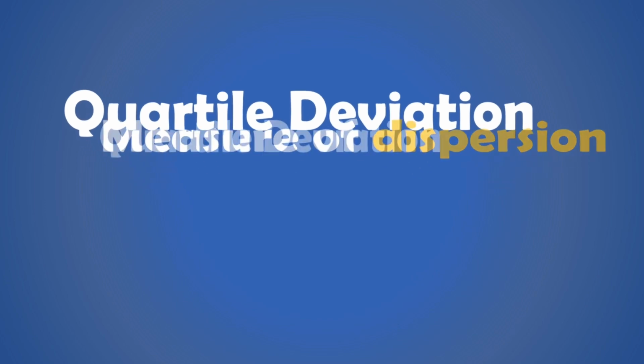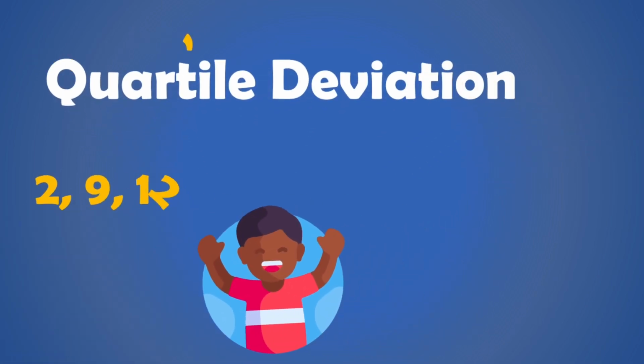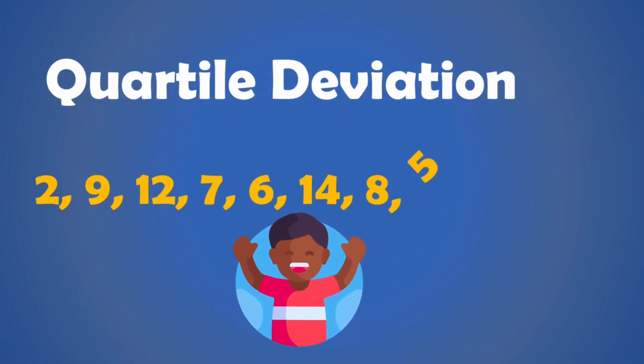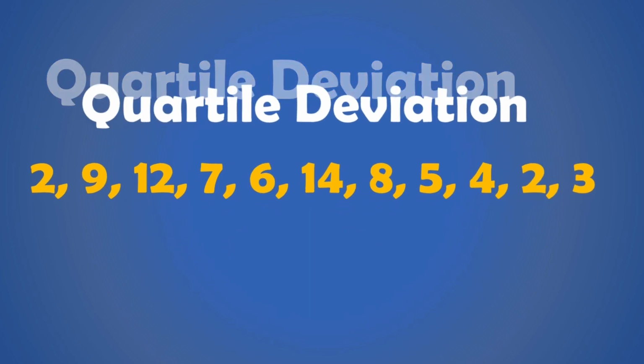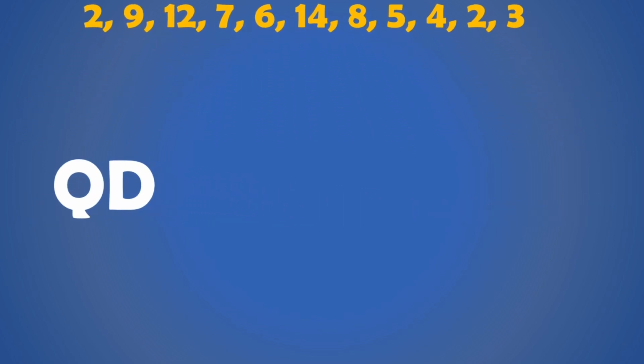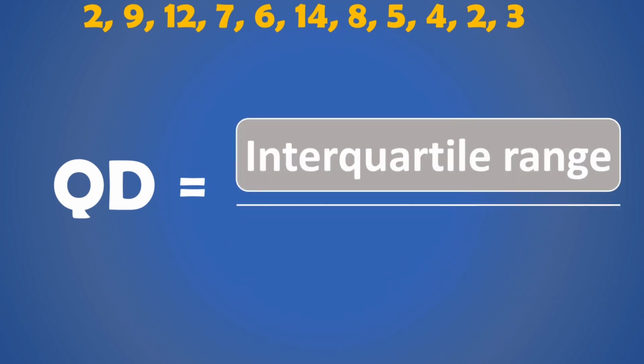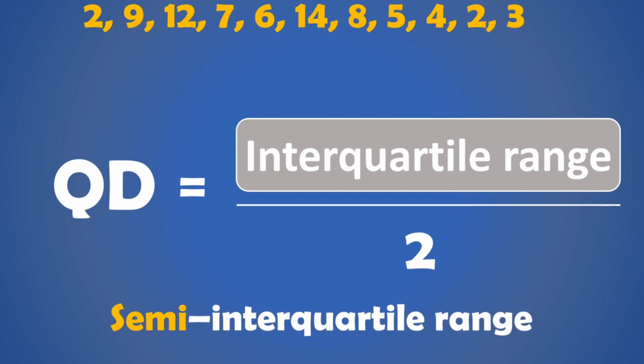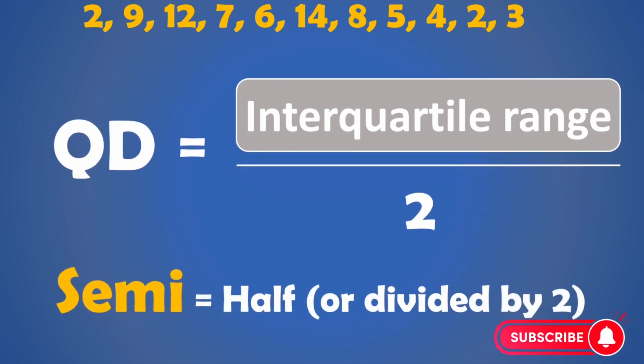So let's consider this data set representing the ages of pediatric patients on admission in a secondary healthcare center in Zaria. Let's calculate the quartile deviation to explain the dispersion or spread of the ages of these patients. The quartile deviation is obtained from the interquartile range by dividing it by 2. Hence, it is called the semi-interquartile range. Semi here meaning half or divided by 2, right?